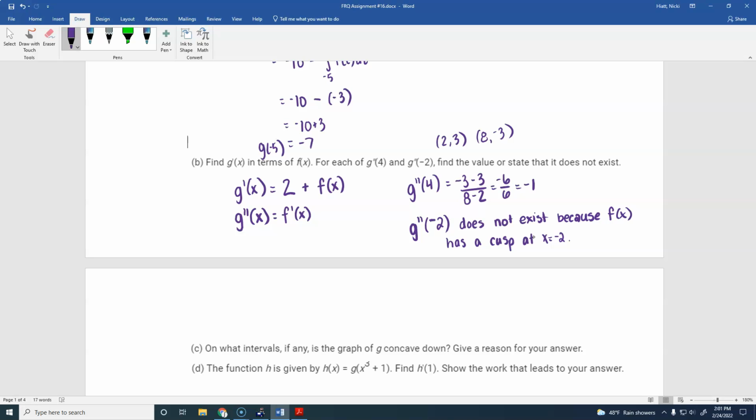It's not asking us for F double prime. It's asking us for G double prime. So G double prime is the same as F prime, so it is just going to be the slope of this graph. And it's important to show that right there, where you're showing G double prime equals F prime of x. So make sure whenever you're doing a problem like this that you say that G double prime equals F prime.